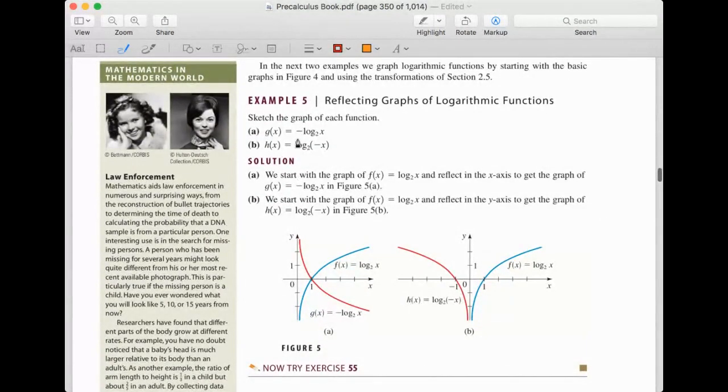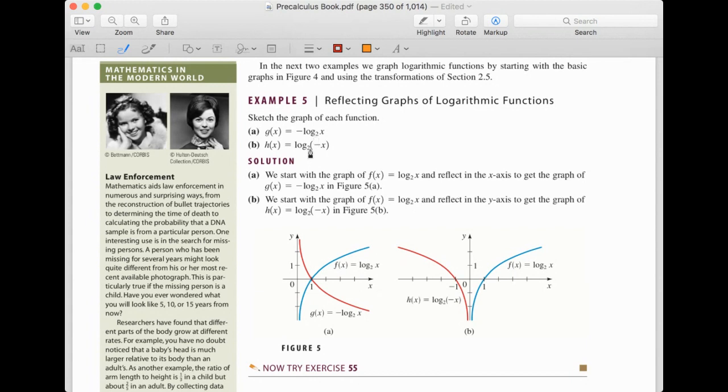Let's see this graph transformation, right? Negative log base 2 of x. Well, log base 2 of x is the blue color, and the negative means reflection over the x-axis, right? So this part of blue goes down here, and this part of blue flipped up here. We see these two graphs have reflection over the x-axis.